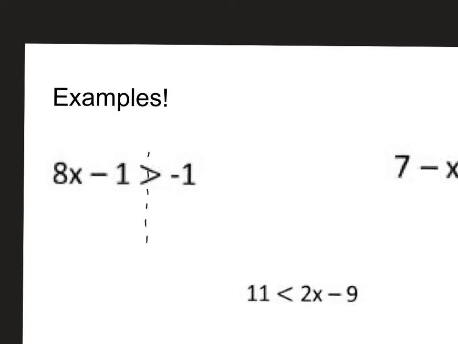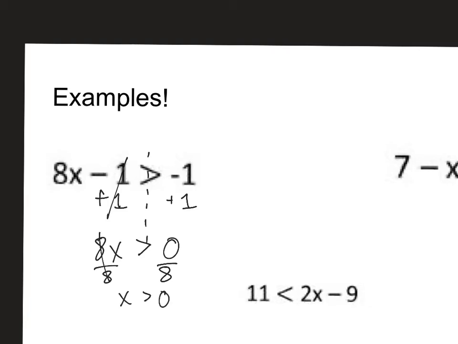We do the same thing to both sides of the equal sign. We're going to do the order of operations backwards. So we're going to add 1 to both sides. That goes away. And now we have 8x is greater than 0. This is why I chose this one, because it could be considered tricky because we have 0 on the one side. We divide both sides by 8. X is greater than 0. 0 divided by 8 is 0. We're just solving. The only thing that's different is if you divide or multiply by a negative, you flip the sign.